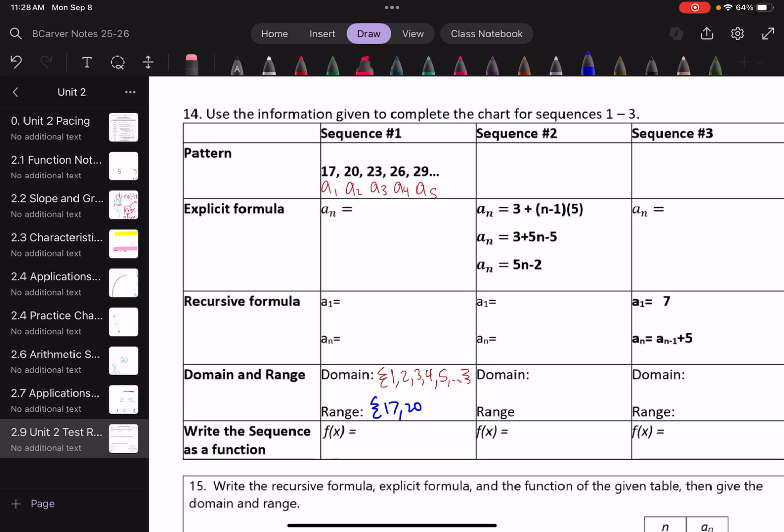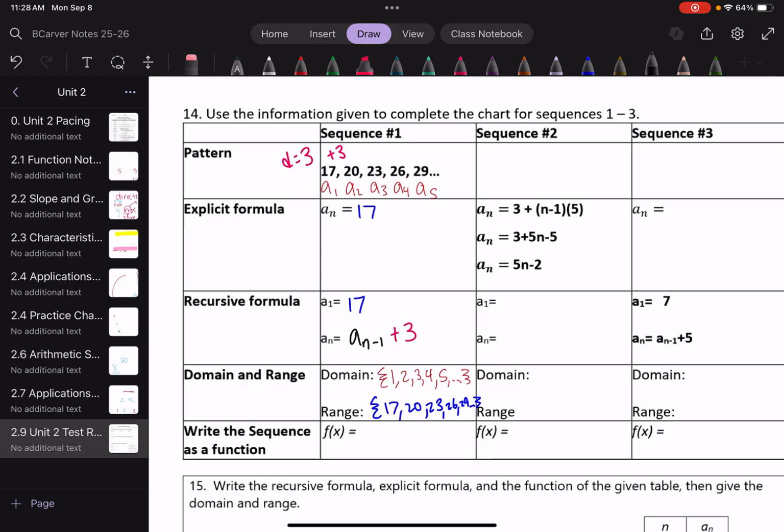17, 20, 23, 26, 29, ellipses. From there, I can identify my first term, my initial term a sub 1, as 17. We also need to identify our common difference here. Each time we're adding 3, so our difference is equal to 3. So I know I'm going to have a sub n is equal to a sub n minus 1 plus 3 for my recursive formula. Now for the explicit formula, I do need that first term again, so that was 17.